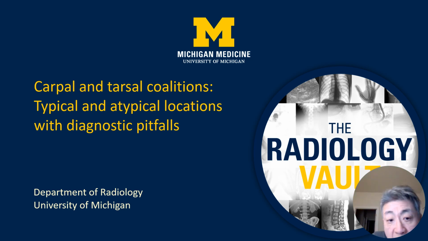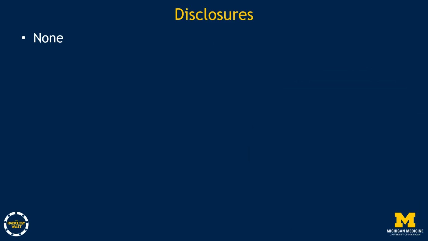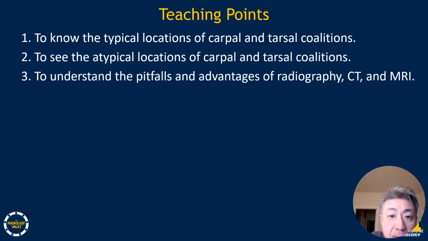Hello, I'd like to talk about typical and atypical locations of carpal and tarsal coalitions and diagnostic pitfalls. Teaching points include to know the typical locations of carpal and tarsal coalitions, to see the atypical locations of carpal and tarsal coalitions, and finally to understand the pitfalls and advantages of radiography, CT, and MRI.